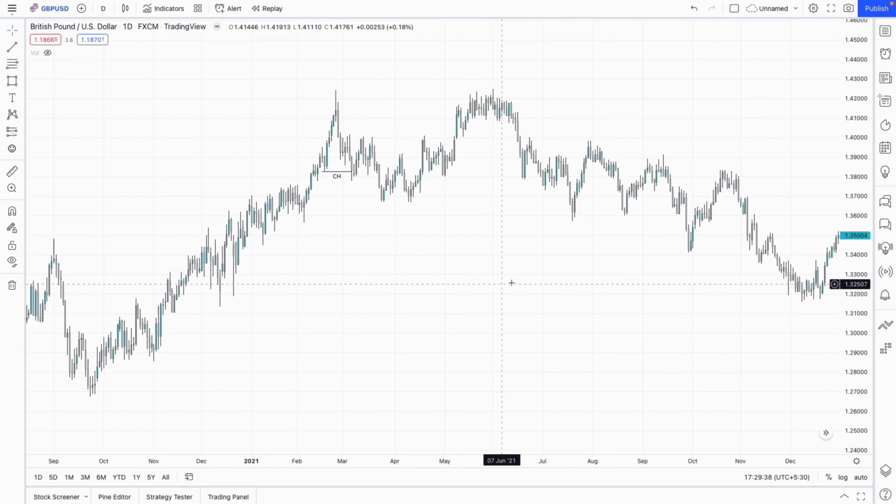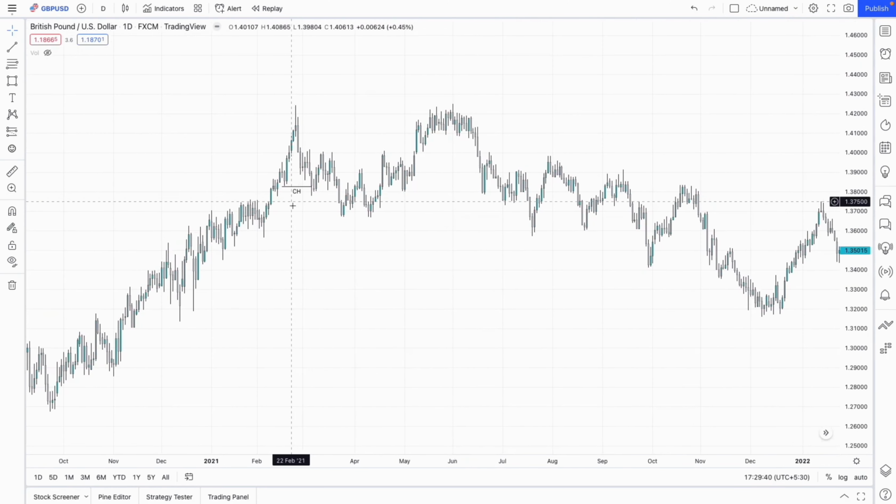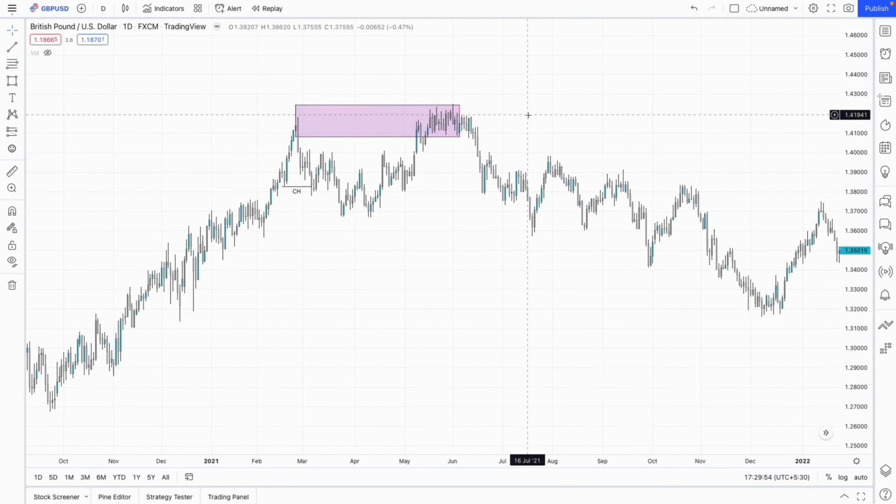But just for this video's sake and this time frame, there's our change of character. That simply means there is more supply than there is demand, thus price will decrease. Our supply level that causes the change of character is here. And as you can see, that supply level does get wicked out absolutely very slightly.